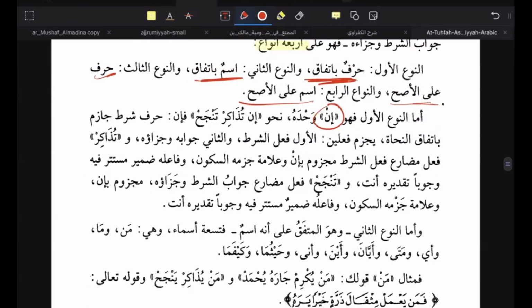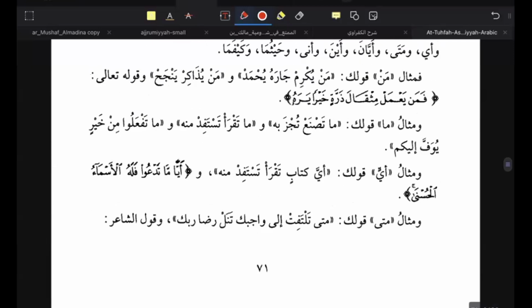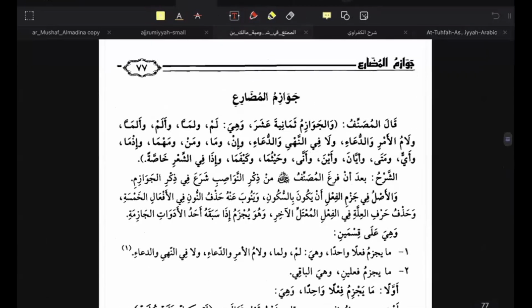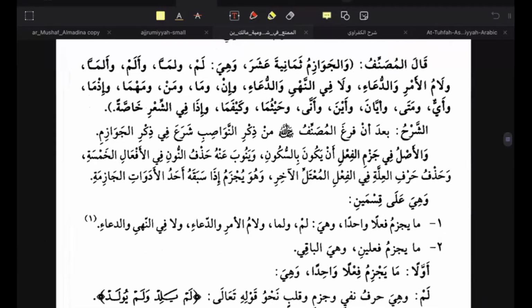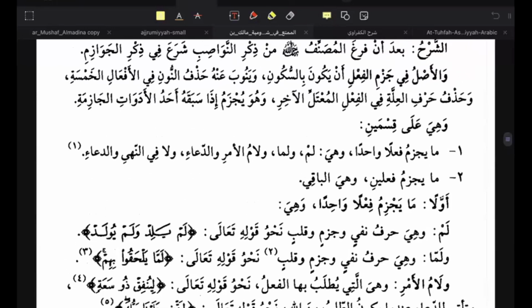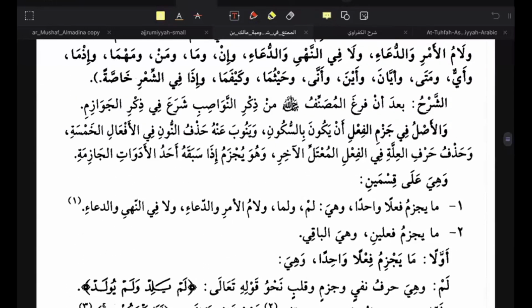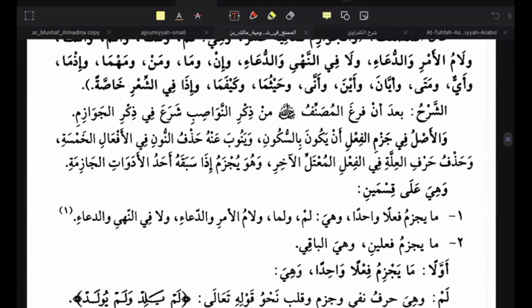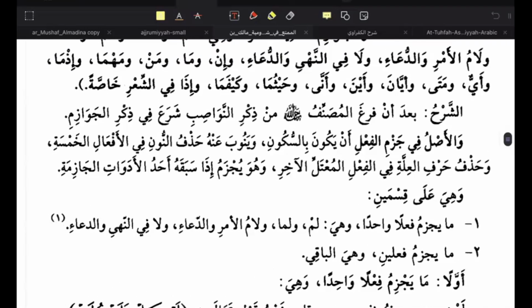Because it's too long, I'm not going to read from here. I'm going to read from al-Mumti'. Al-Mumti' did not make this distinction. I think he will just go through them one by one. That's why I mentioned that part from the Tuhfa, so you're not missing any benefits.